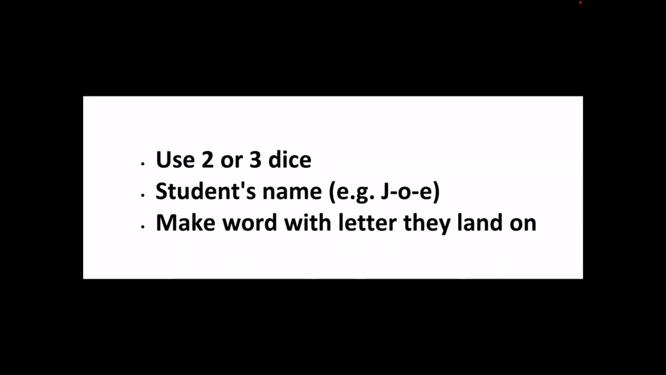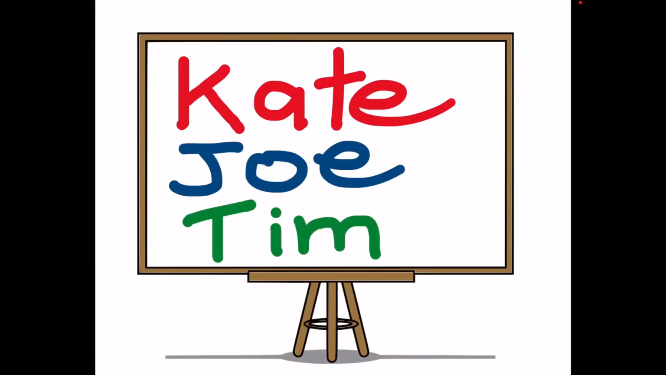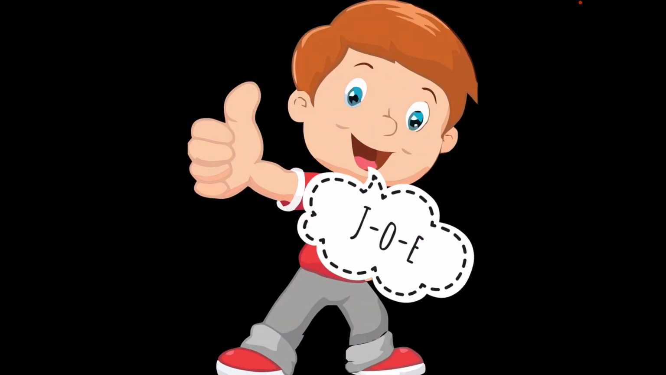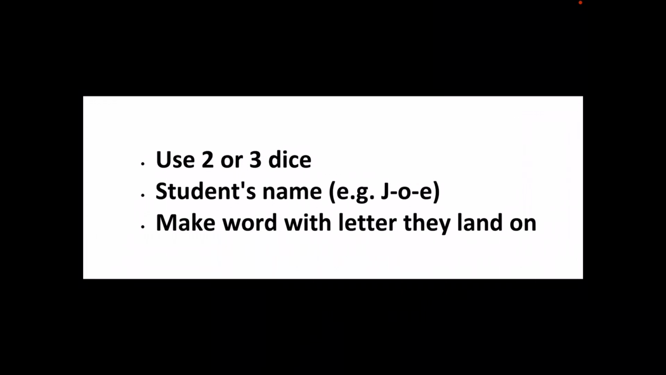Some of my students can't spell their own names yet, so this is a good opportunity for them to learn. I would write all their names on the board and have each student say the letters to their name before we start the game. For example, Kate, K-A-T-E, Joe, J-O-E. When they land on a letter that is in their name, they will get to move 2 more spaces if they spell their name.